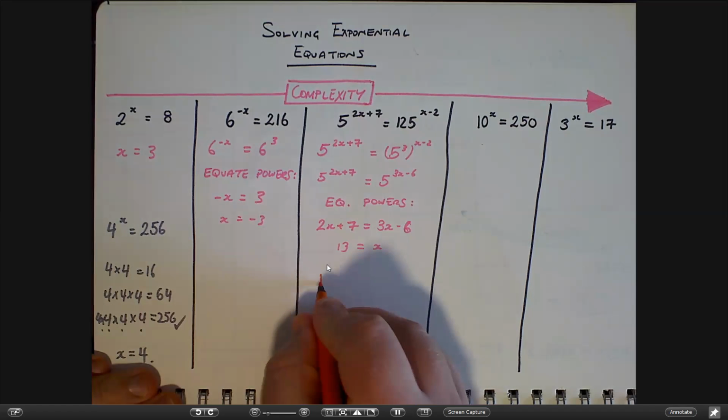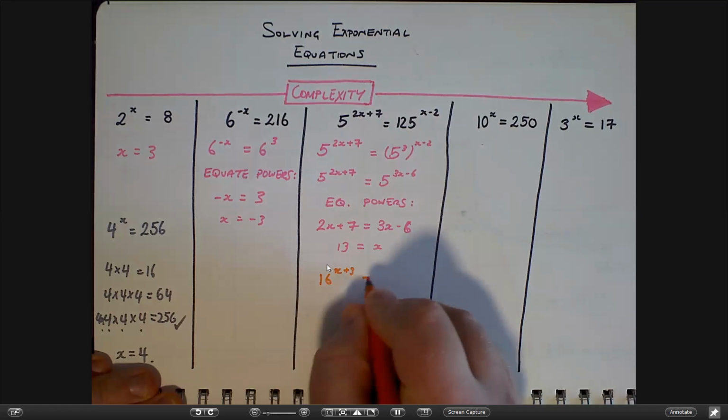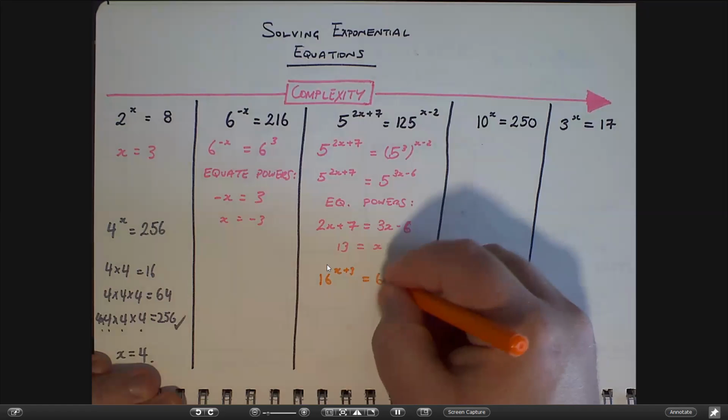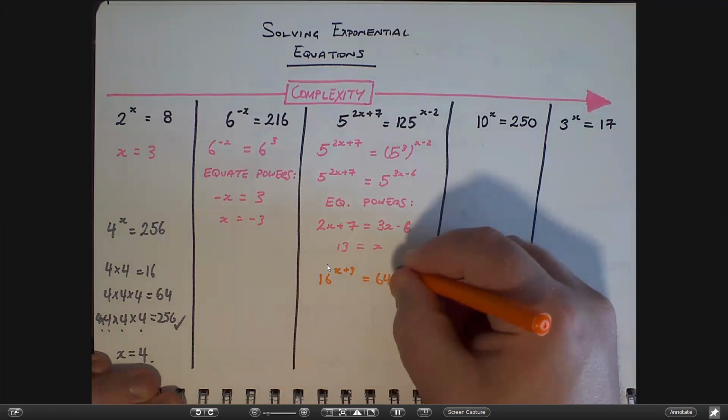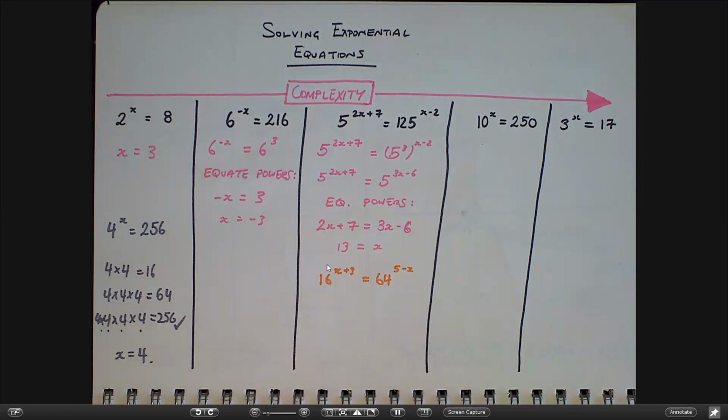So let me do 16 to the power of x plus 3 equals 64 to the power of 5 minus x. Okay, so something like this. If you're one of the people with a thumbs up there, maybe have a go at this ahead, try and work ahead of me here. But first, I'm going to look at this and ask, do they have the same base? No, they don't, so I can't equate powers yet.